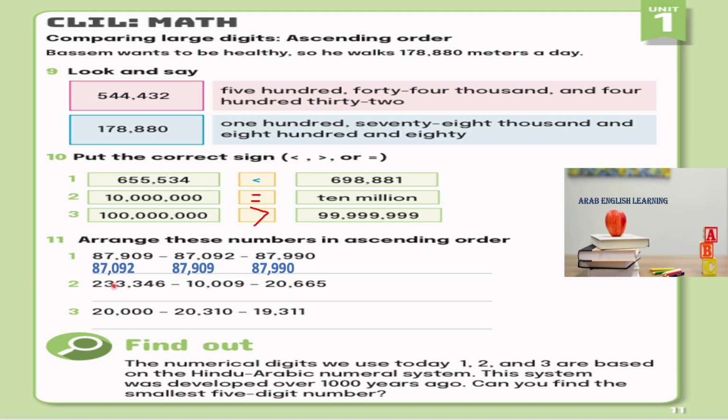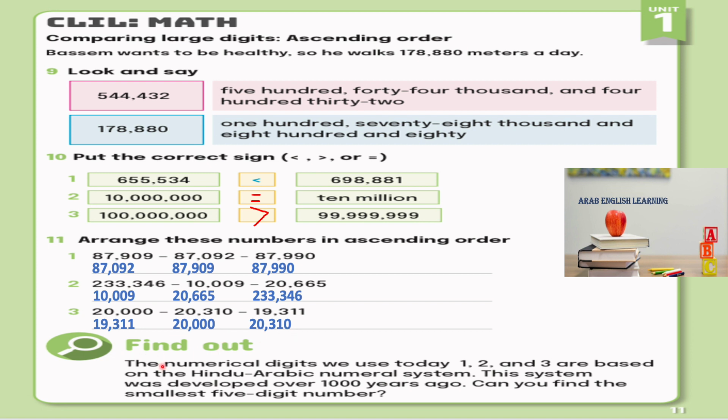Exercise 2. Which one is the smallest? Yes, 10,000, then 20, then 233,000. And number 3, we have 20,000 and 19,000 and 20,310. So, correct, 19,000 first, then 20,000 with zeros, and 20,310.